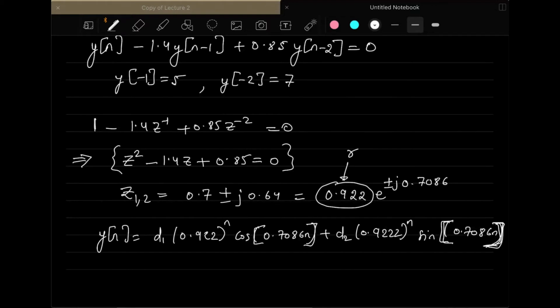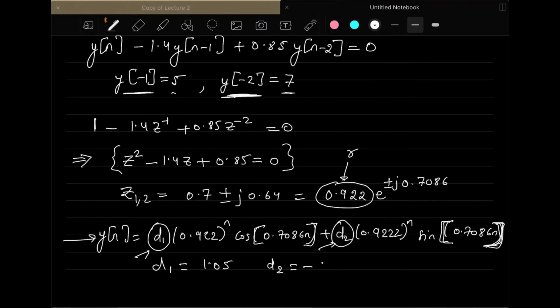Once you have this, it's very easy. You only have to solve for the values of d1 and d2, and you already know the two initial conditions, which are y[-1] = 5 and y[-2] = 7. Once you put in these initial conditions and solve for d1 and d2, d1 will be 1.05 and d2 will be -5.8583. You can check it at home when you solve this.